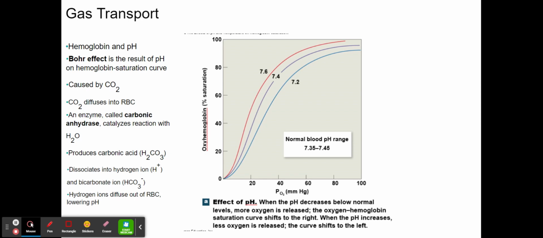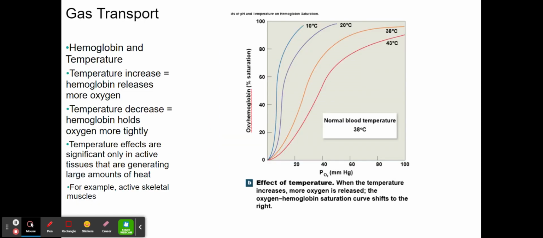When the PCO2 rises, the rate of carbonic acid formation accelerates and the reaction proceeds from left to right. The hydrogen ions that are generated diffuse out of the red blood cells and the pH of the plasma drops. When the PCO2 declines, hydrogen ions diffuse out of the plasma and into the red blood cells. As a result, the pH of the plasma increases as the reaction proceeds from right to left.